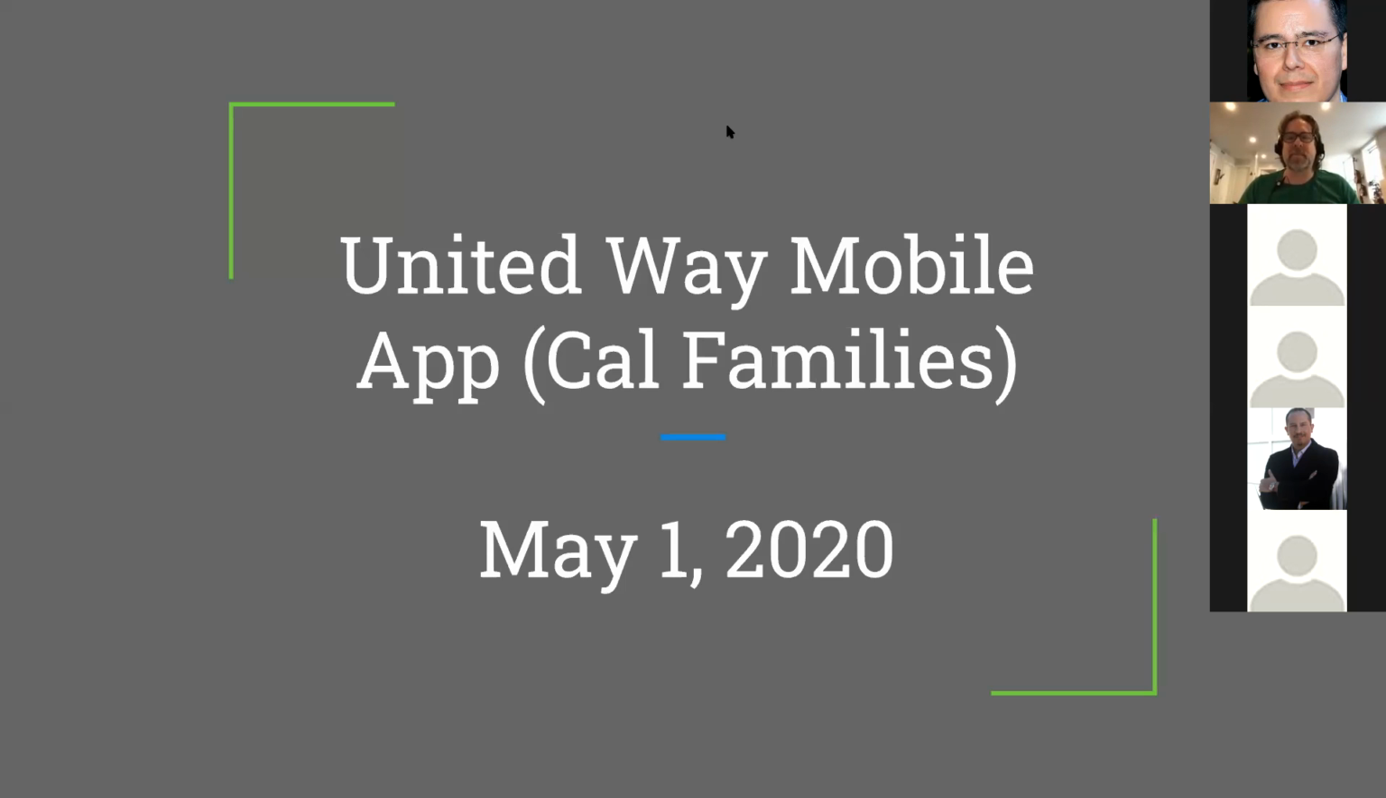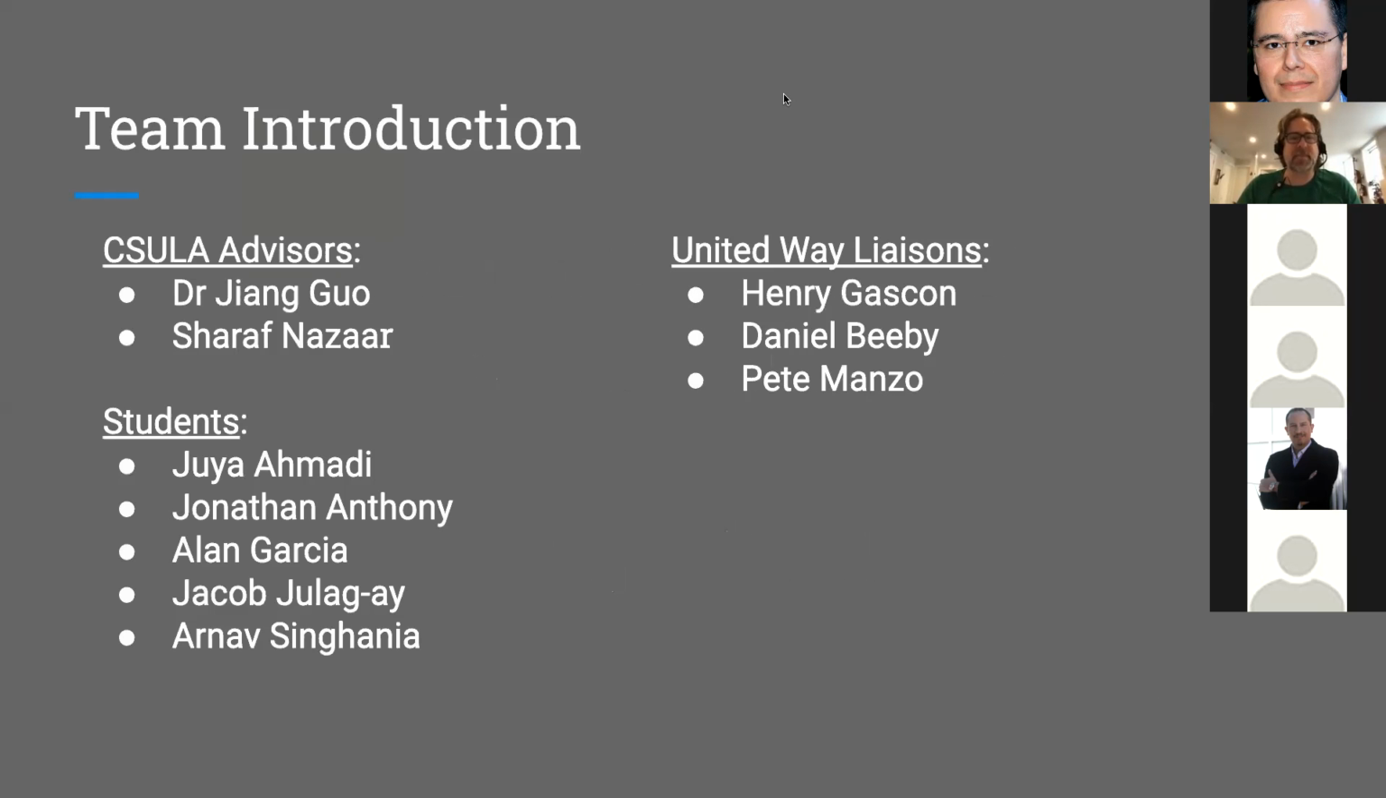Cool. Hello, everyone. I'm Jacob. We're going to be presenting to you our senior design project, which was the United Way mobile app for Cal families. Can you guys see everything? Is everything good right now? Yes. Cool.